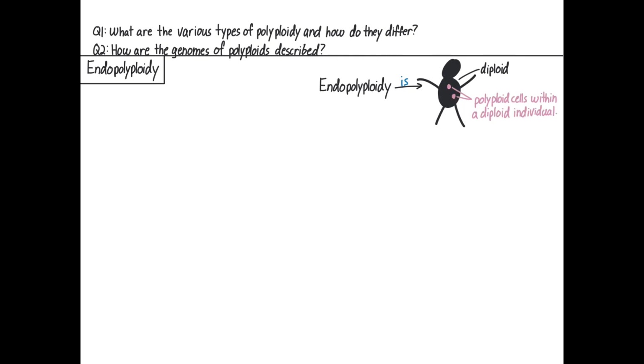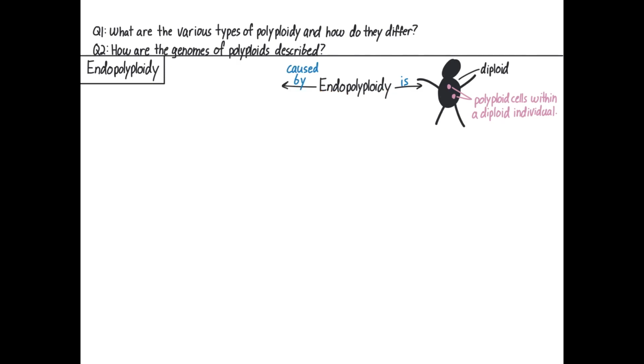While we generally refer to organisms as being diploid, tetraploid, and so on, in some organisms, not all somatic cells have the same ploidy. This is known as endopolyploidy, which is basically when a diploid organism contains some cells that are polyploid. Endo means within, so endopolyploidy is the presence of polyploid cells within a diploid organism.